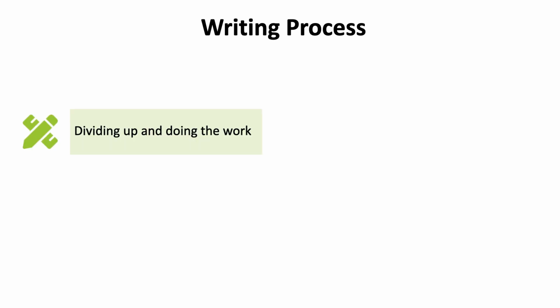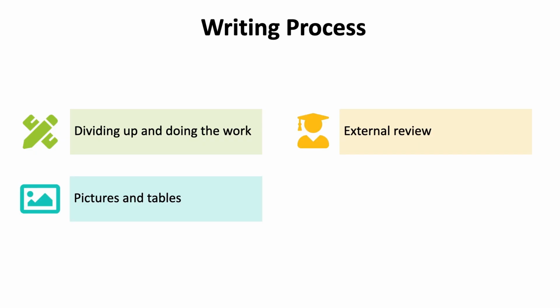Now that we are familiar with the overall outline of a scientific paper and what is contained in each section, how should a team go about writing the paper? There are several specific steps that can be taken to organize the writing process. These are dividing up and doing the work, preparing pictures and tables, sending the paper out for external expert review, submission of the paper to a journal for publication.